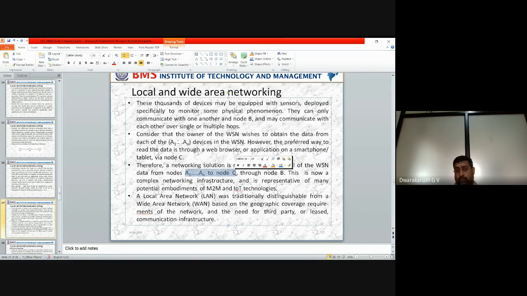It may be in thousands. It may be in lakhs together. You can consider. Now, how are you going to communicate? Through node B.